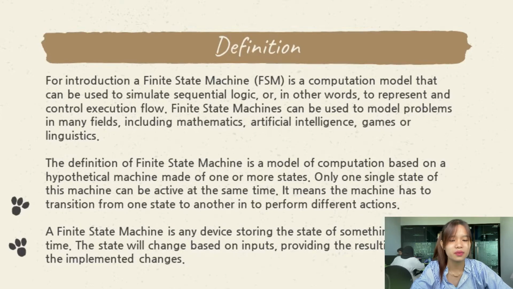The definition of finite state machine is a model of computation based on a hypothetical machine made of one or more states. Only one single state of this machine can be active at the same time. It means the machine has to transition from one state to another to perform different actions. A finite state machine is any device storing the state of something at a given time. The state will change based on input, providing the resulting output for the implemented change.